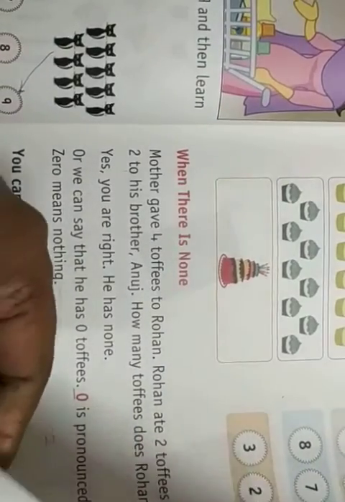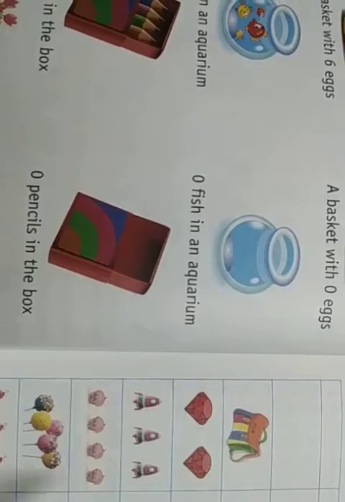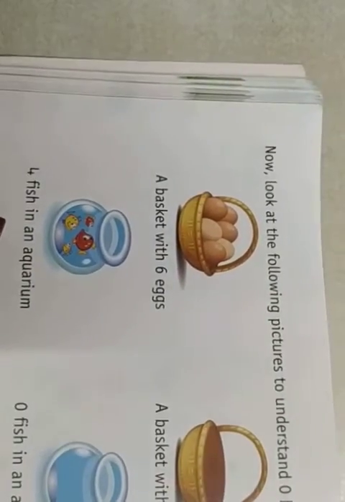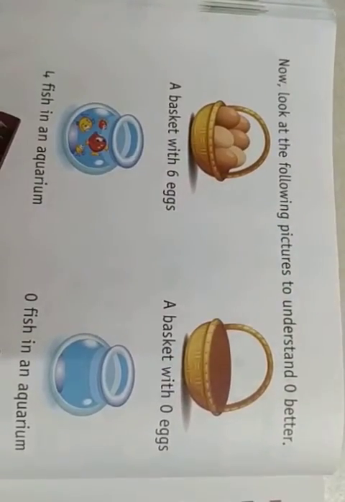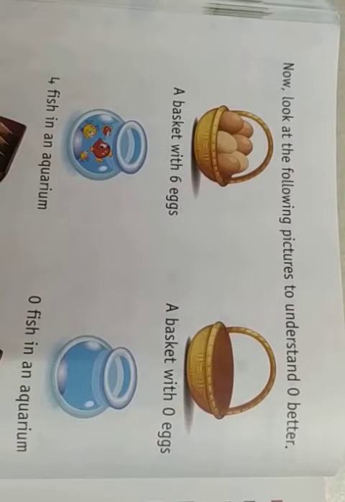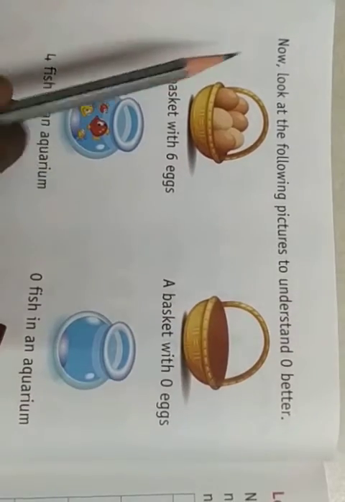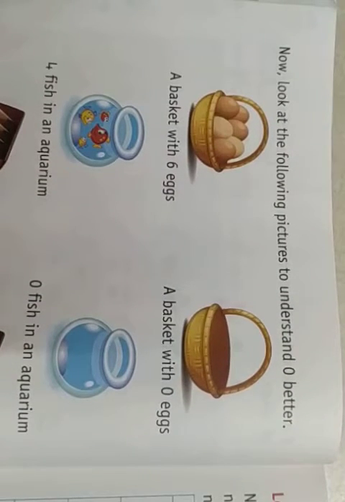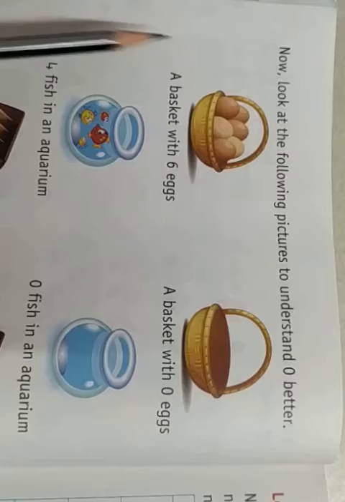Right? So this is 0. Okay? Right. So look at these objects. Look at the pictures. You can do more activity based on 0. Now, look at the following pictures to understand 0 better.